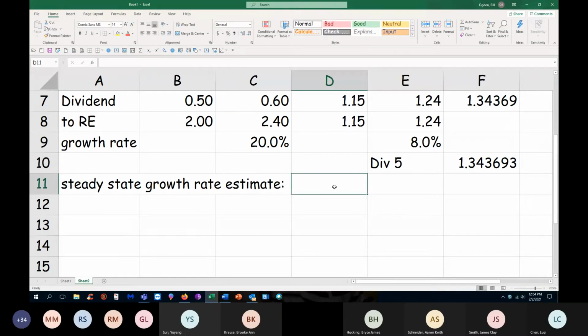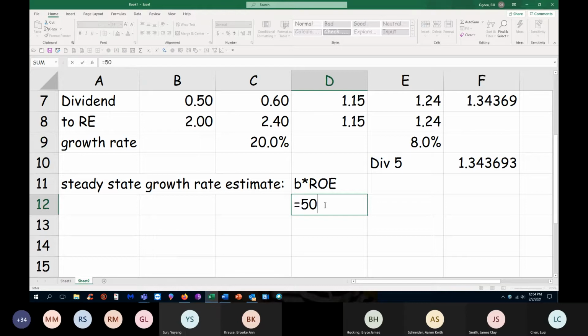And the authors of your text provide this nifty little equation. If you just take the plowback ratio times the ROE. Okay, so for us, what would that be? We will be plowing back 50%, and our ROE from this point on is 16%. And so we should be growing at 8%. That's exactly what we got here, isn't it? So keep this one. We're going to use this several times.